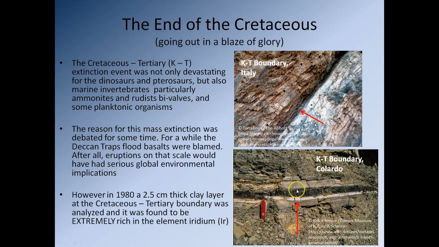The fact this soot layer is seen at the KT boundary at a number of locations suggests that these fires were very, very widespread. They weren't localized. They were on a continent to multiple continent scale.